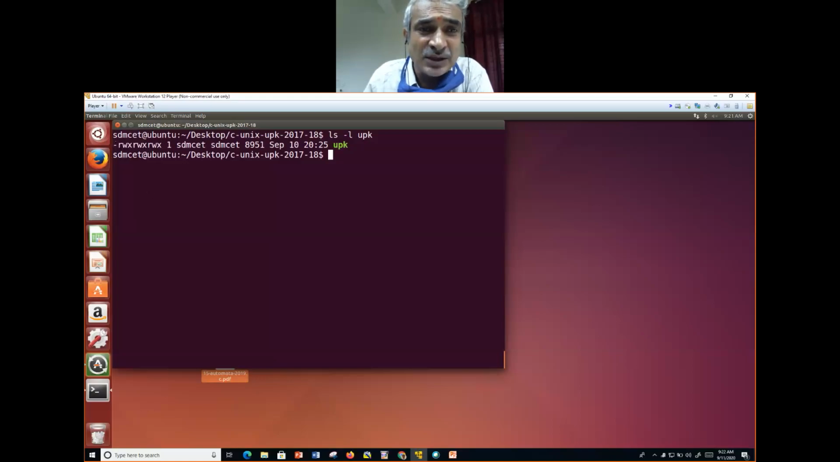Now, the first one, dash. I'll tell you what this is about. It is a type of the file. There are different types of file. You will see it in the operating system. Regular file, directory file.